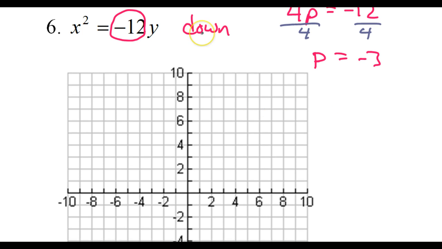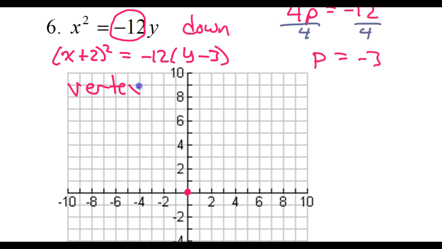Now I know that it's going to be down, so that means this is going to tell me where the focus is. Now first of all, the vertex is here at 0, 0, and again I know that because there's nothing being added or subtracted. You know, if it was like x plus 2 squared equals -12 times y minus 3, then this fictitious vertex would be -2, +3, opposite of this and opposite of that. But in the absence of anything being added or subtracted, then it must be 0, 0.